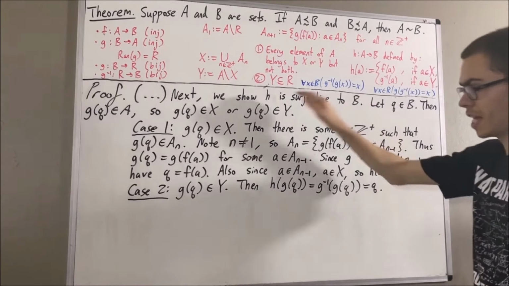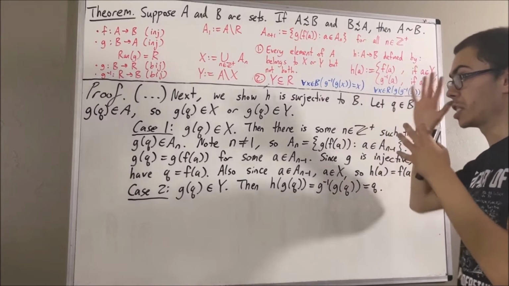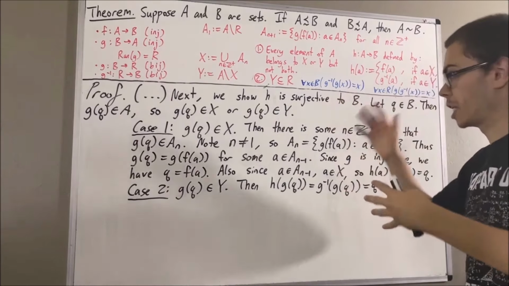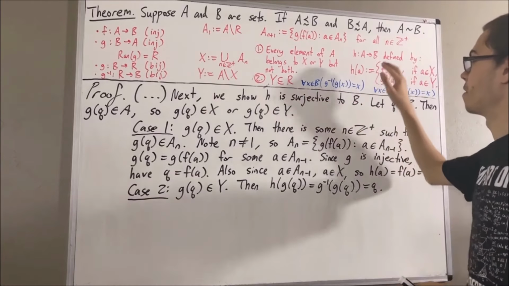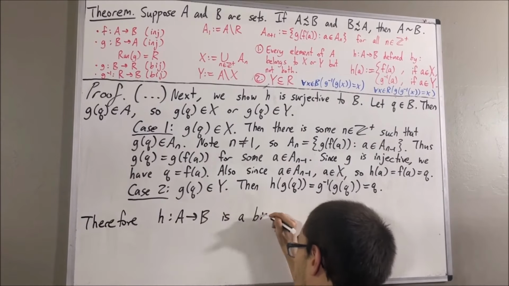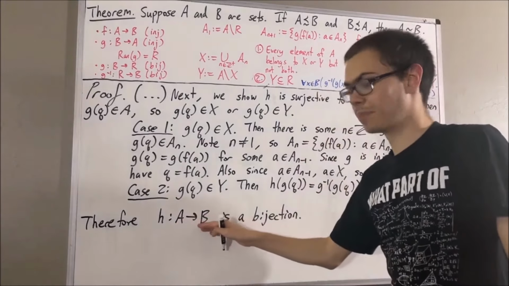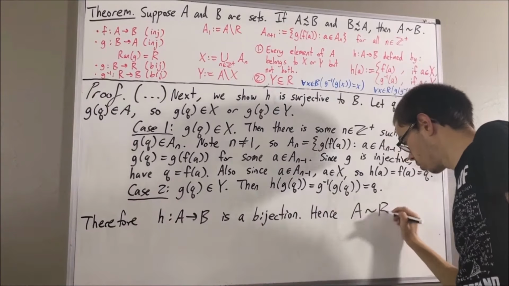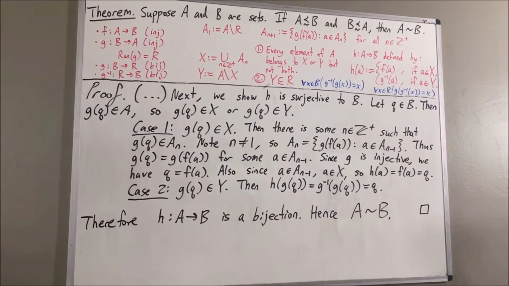And this tells us that h is surjective to B. And so we've shown that h is injective, and we've shown that h is surjective to B. This tells us that h is a bijection from A to B. And so there exists a bijection from A to B. So this completes the proof. And so yeah, that's pretty much it for this video.